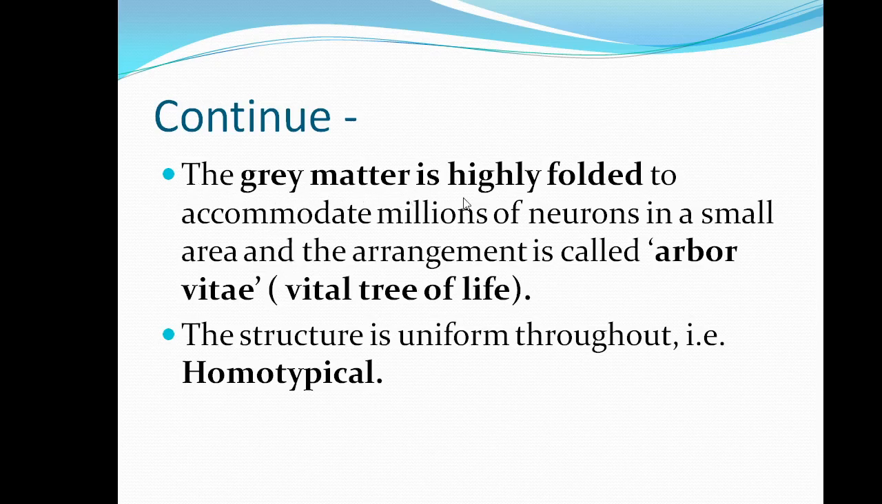The gray matter is highly folded to accommodate millions of neurons in a small area, and the arrangement is called arbor vitae, or the vital tree of life. The structure is uniform throughout, that is, homotypical.